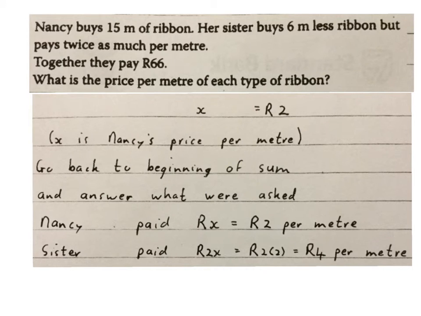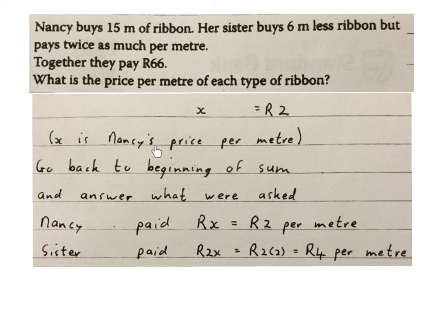And remember, when you get to the end of any exam or any test question, you must always set out in words again what you worked out. I'm just going to read this to you. So it says here, we worked out that X is 2 rand. X is Nancy's price per meter. We go back to the beginning of the sum and answer what was asked. We answer what was asked of us. Nancy paid X rand, which is 2 rand per meter. And her sister paid 2X rand, which is then going to be times 2, which is 4 rand per meter.